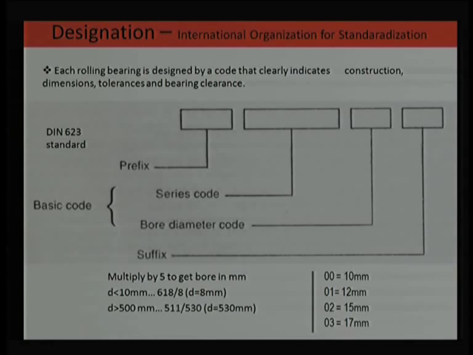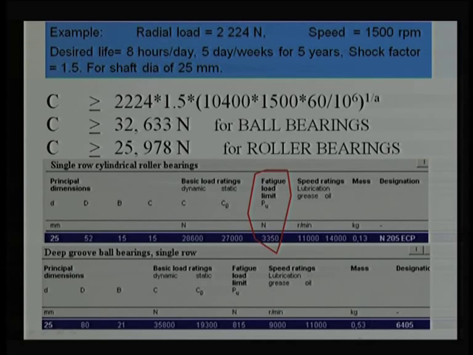Right. Now, in the previous slide, we mentioned some sort of specification. When we referred to the catalog, we found there was a specification given for the bearing. For the ball bearing, it was something like 6405. Some bearing number was given for the bearing. Now, we can refer back and see that catalog. Here, the designation for the ball bearing is given as 6405. Similarly, for the roller bearing, the specification is given as N205 ECP. So, what is the meaning of that?